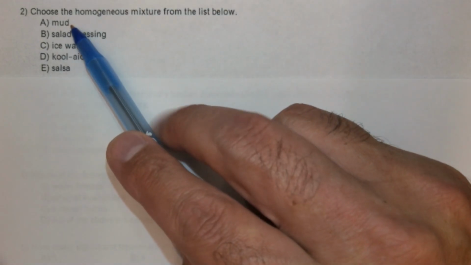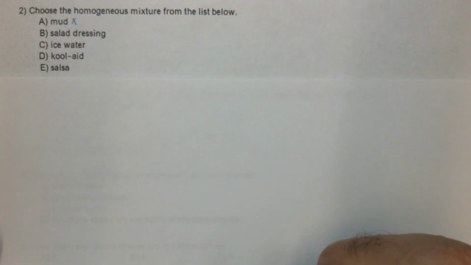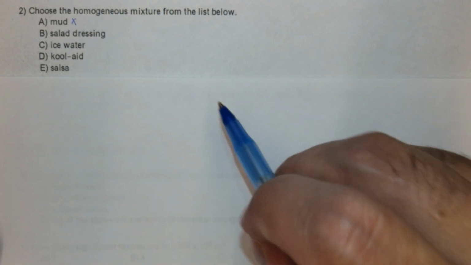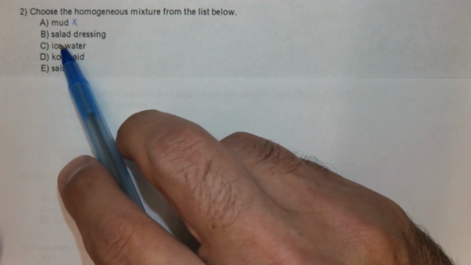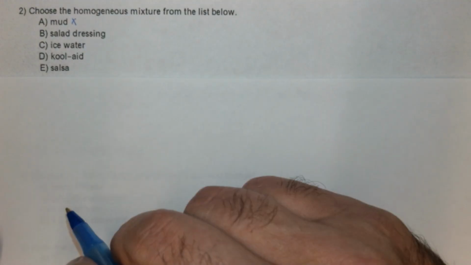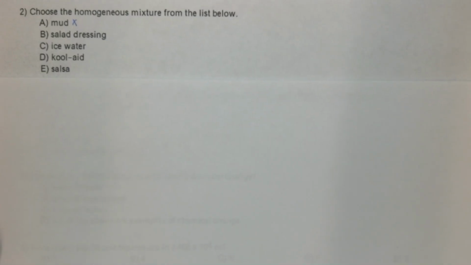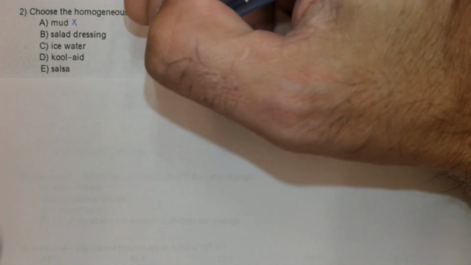So the first example here is mud. Mud is very similar to sand and water. That is not a homogeneous mixture. That is a heterogeneous mixture, and you can clearly tell that it has dirt in it. Salad dressing. Most salad dressings have oil and vinegar, or they have some kind of chunks of vegetables or spices, and they are a heterogeneous mixture where you can see the different components of the mixture.